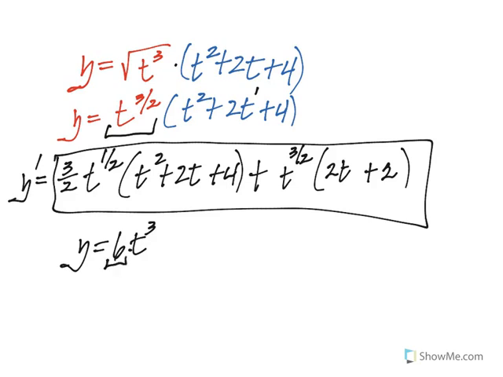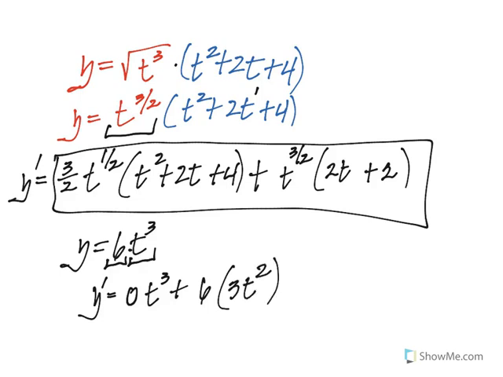So if you think of 6 as being my first term, t cubed being my second term, those two things being multiplied together, my y prime then is going to be equal to the derivative of 6, which is 0, times t cubed, plus then the reverse, 6 times 3t squared, which gives me a y prime of 18t to the second, which is probably what you would have done after we finished section 2.2.